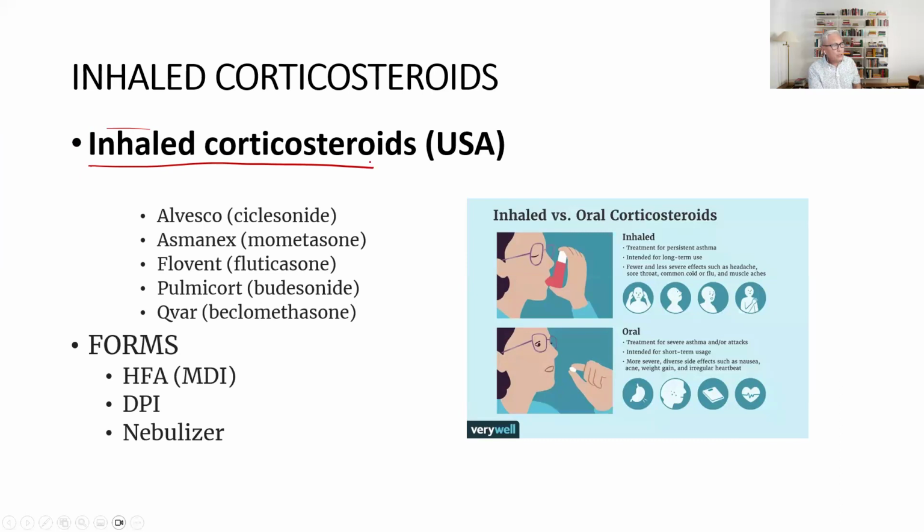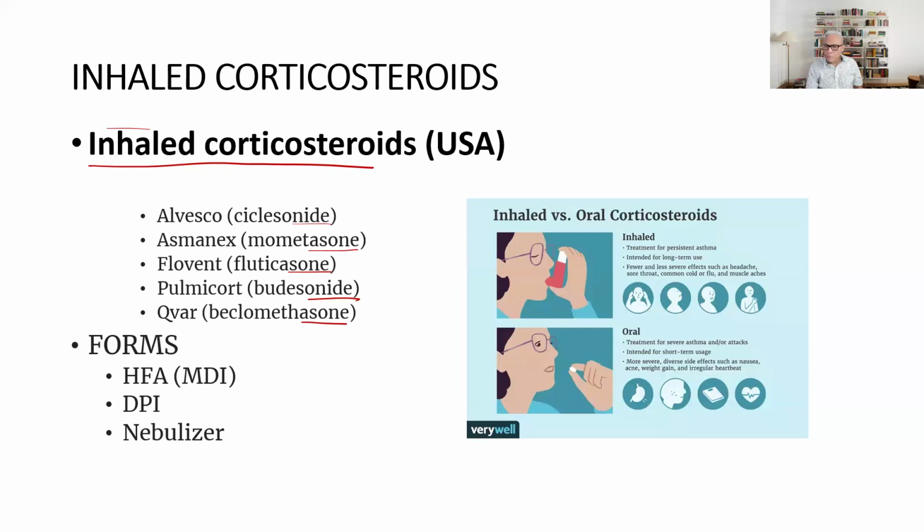And the ones that are going to be common here in the United States are Alvesco, Asmanex, Flovent. So these are the ones that end with -onide or -azone, as I said, -onide or -azone or -zone. These are your inhaled corticosteroids. And they come in three forms. The first one is going to be your HFA. It stands for hydrofluoroalkane inhaler.